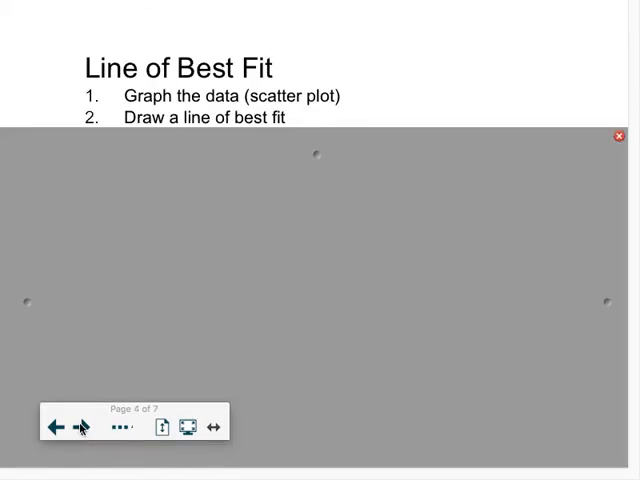Okay, now let's jot this down in our notebook. Line of best fit. Have you done best fit lines before? Does that sound familiar? Okay, just brand new to you. Line of best fit. Write these things down. Here are the steps to doing a line of best fit.